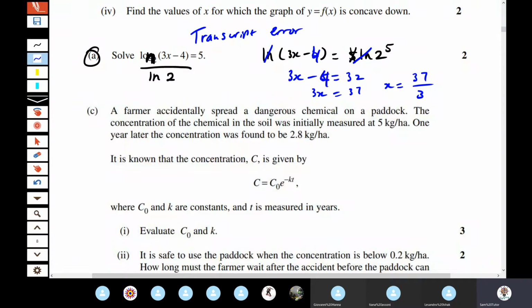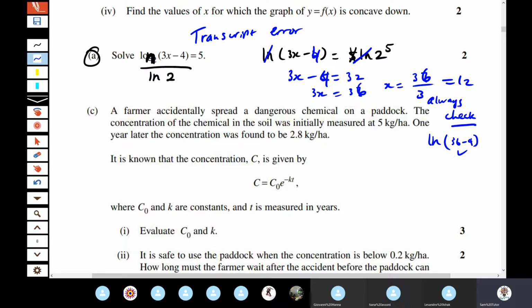3x take away 4, that's 36. 36 on 3 should be 12 now. Yep. Is that right? We hope. Okay, move on. Just one thing you've got to know with these, always check with logs. If I sub in 12, it's going to be giving me log of 36 take away 4, which I know is positive, so it's fine.